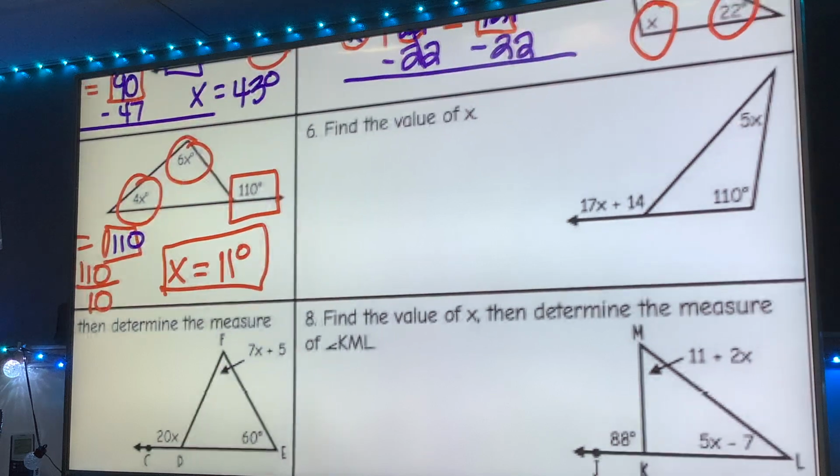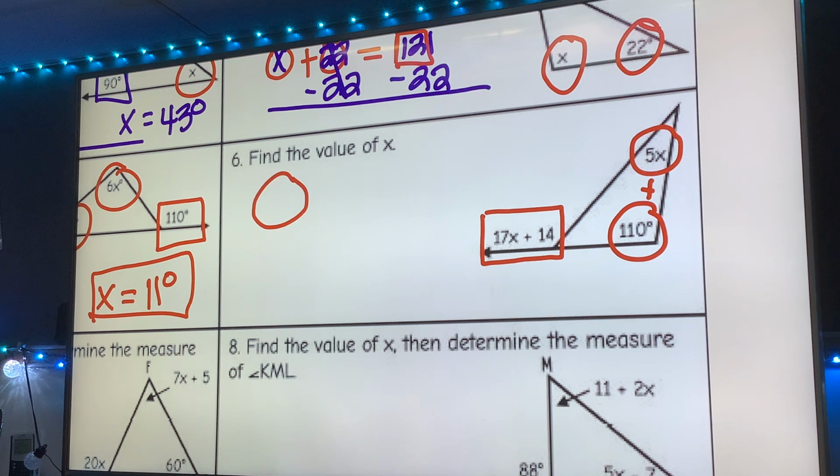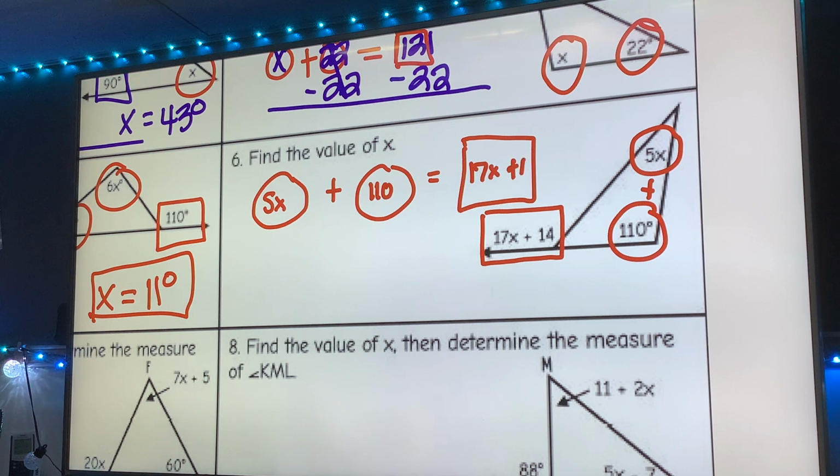Okay, so number 6, find the value of x. So my exterior angle is obviously the one on the outside, and we're gonna circle the ones that are farthest away, and we're gonna add those two up. So it'll be circle plus circle equals this lovely box. So I have 5x plus 110 equals 17x plus 14.